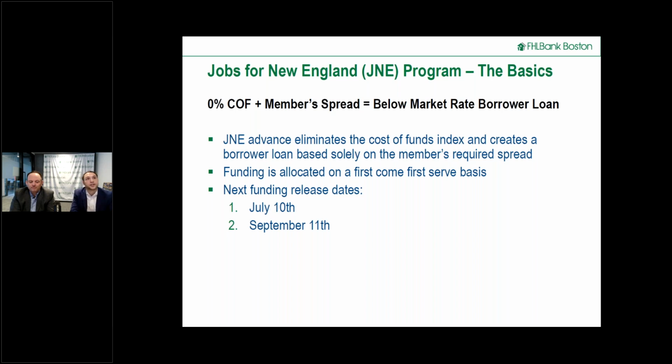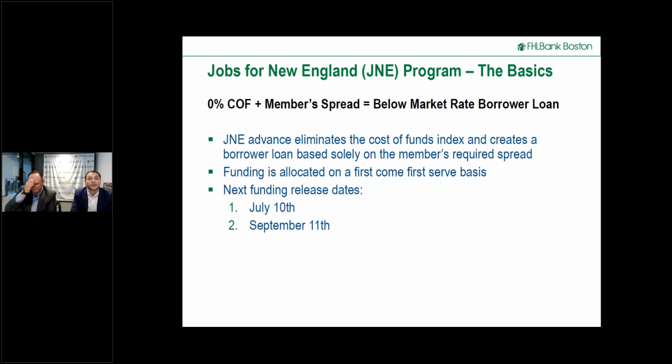Talking about expanding relationships, our Jobs for New England, or J&E advance, is basically a free advance shown on your end. The rate on the advance is 0%, and that's probably the biggest thing I want you guys to take away from this slide: we completely eliminate the cost of funds on this project or loan that you're going to be funding.